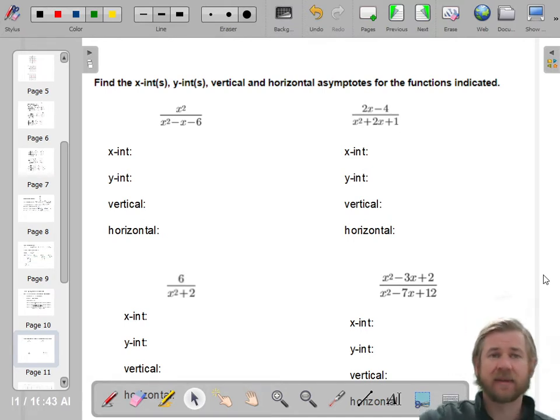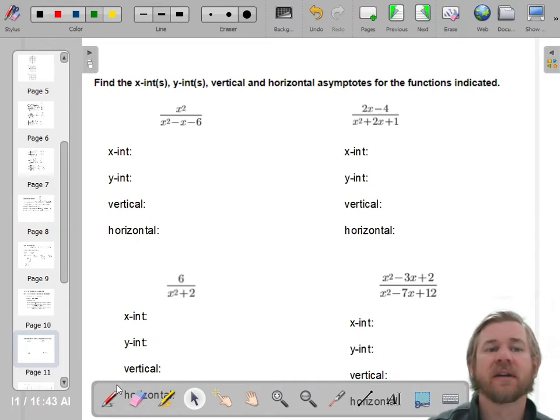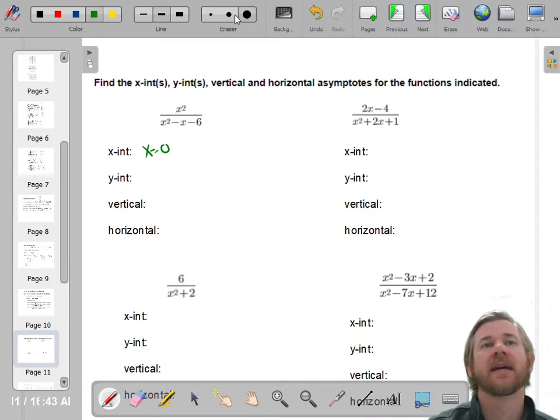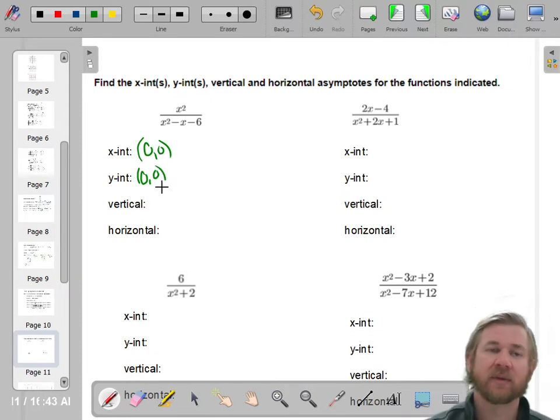So x-intercept. To find the x-intercept, you set the top equal to 0. When does x squared equal 0? When x equals 0. So we'll say, again, ordered pair, 0, 0. Y-intercept, you plug in 0, so 0 over 0 squared minus 0 minus 6. That'd be 0 divided by -6, which is 0. Well, if it goes through the origin, that's the x and the y-intercept, so duh.